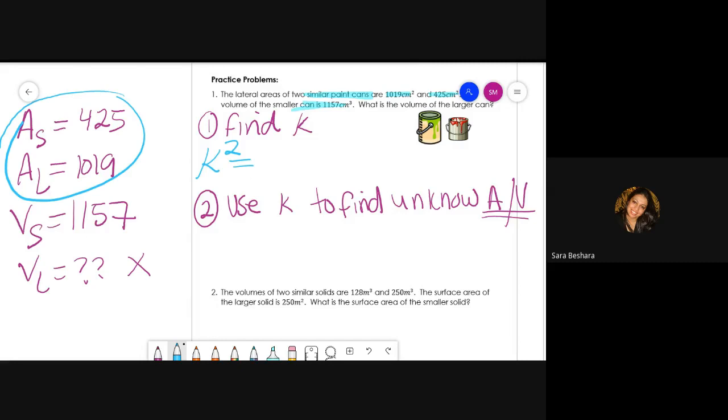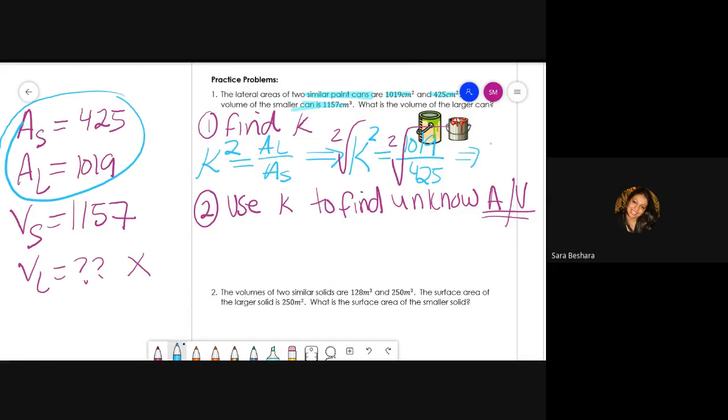I always prefer using area large over area small, unless it's specified otherwise. It's nice to just put area large over area small because it's easier to calculate. Now what if I did the other way around, area small over area large? It really doesn't matter. So k squared is equal to area large, 1019, over area small, 425. Simplify. The only way we can find k is by taking the square root of both sides, because I can only find k squared given that. But I only need k because I need to find k.